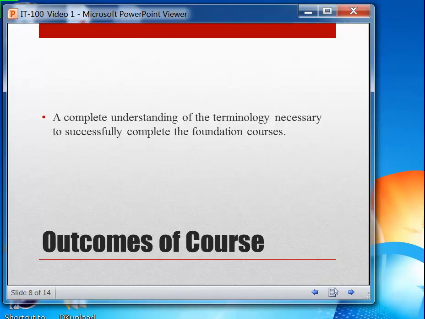We want to make sure we spend the time talking about some of the terms that are going to be used in the foundation courses and the rest of the curriculum now, to allow you the time to understand and to ask those questions and make sure you completely understand before diving into those courses. All right?